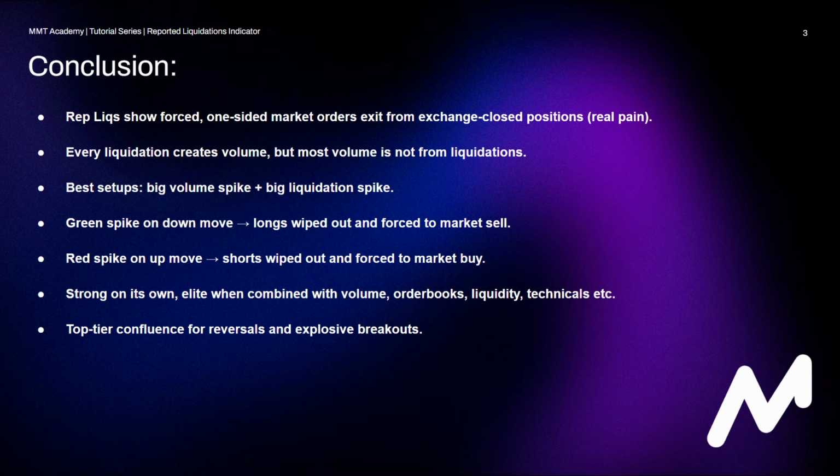Downward green liquidation candles signal long liquidations, so forced market selling, while upward red liquidation candles indicate short liquidations, so forced market buying. Used in isolation, it already carries edge, but combined with volume profile, liquidity heat maps, price action structure, or other technical indicators, it becomes one of the strongest confluence tools for spotting reversals and confirmed breakouts.